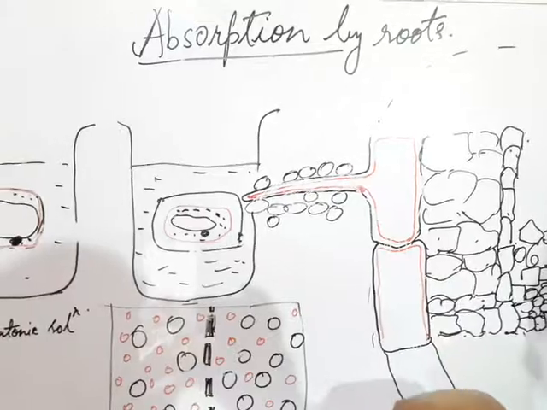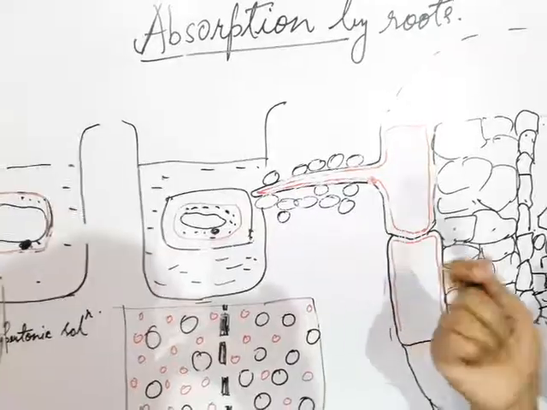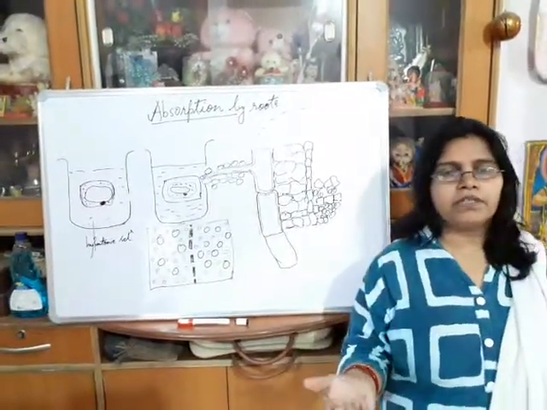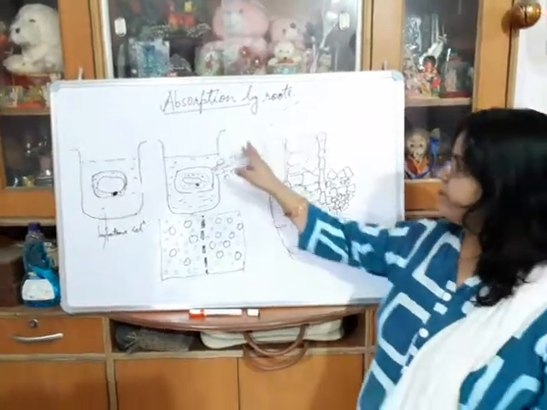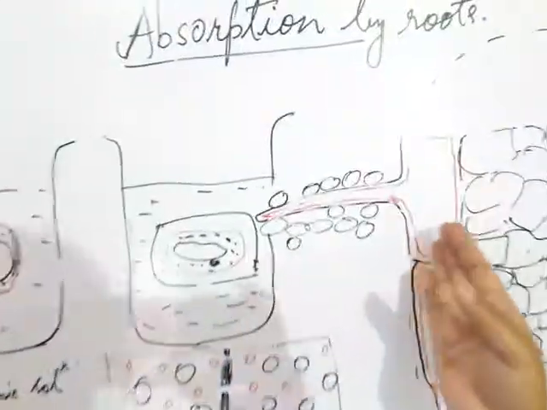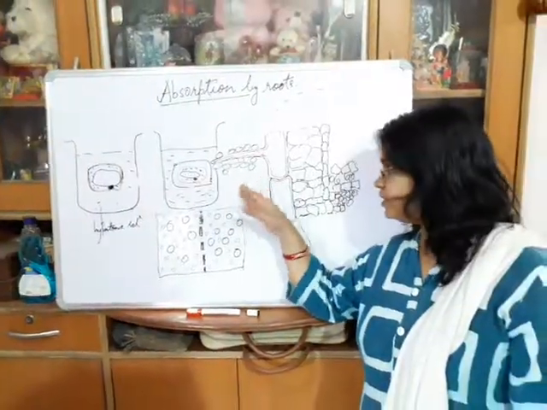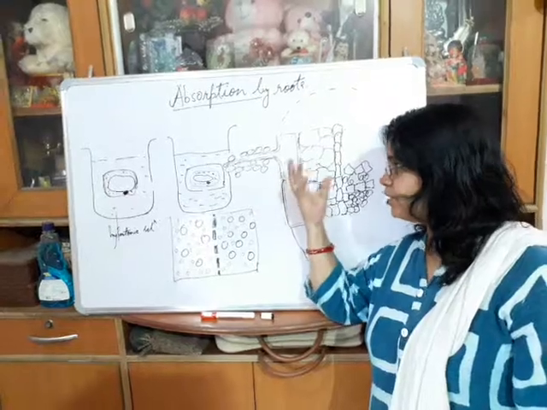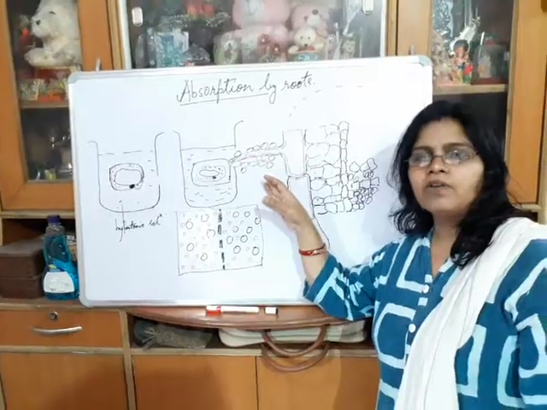Then minerals, how do they enter? They enter by the process of active transport. So what is the difference between osmosis and active transport? Active transport means the movement of particles from lower concentration to higher concentration. What is happening here? In the soil water, minerals are present, and in comparison to the cell sap, the soil has a smaller mineral concentration.